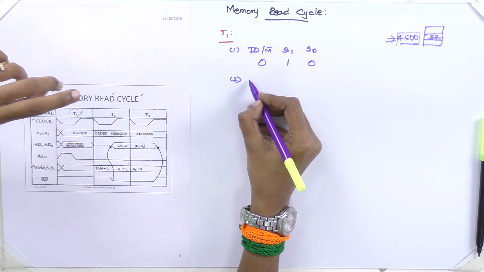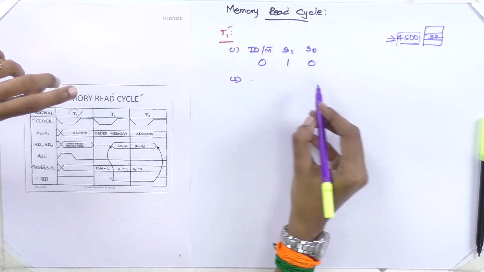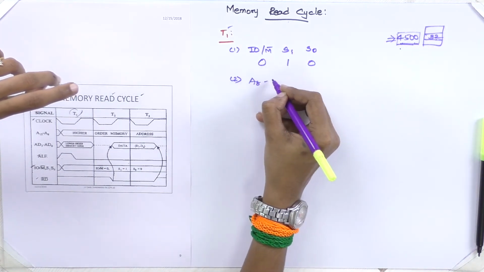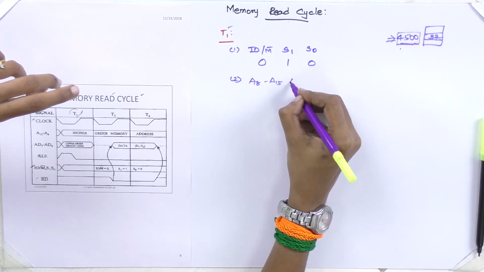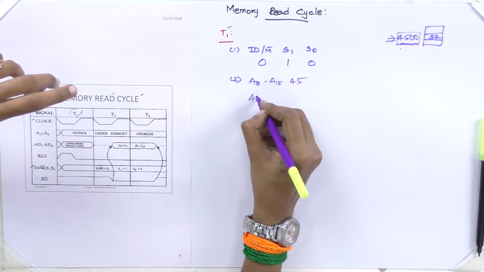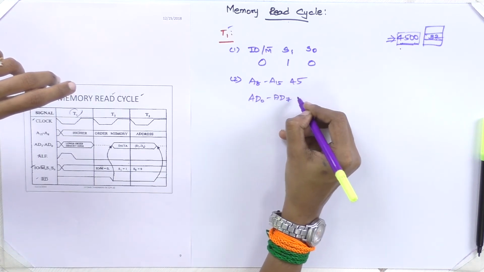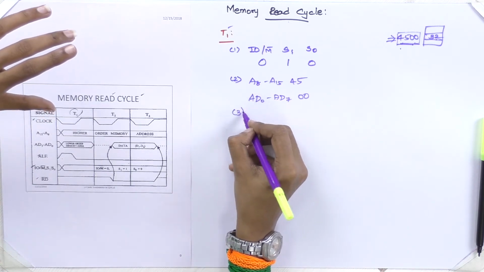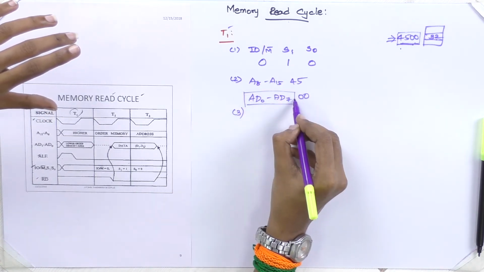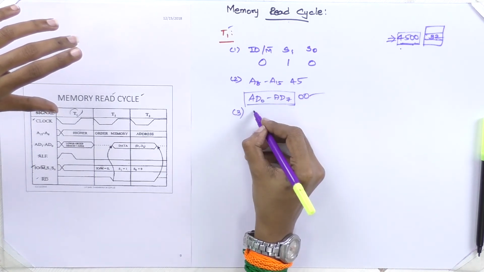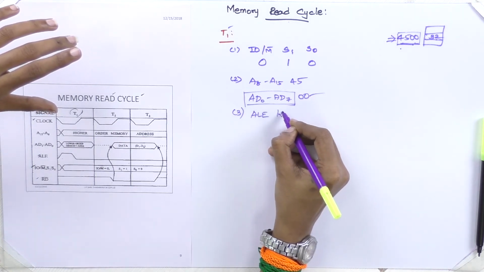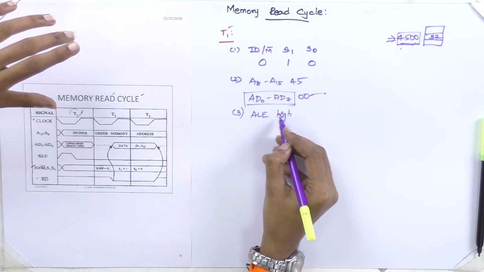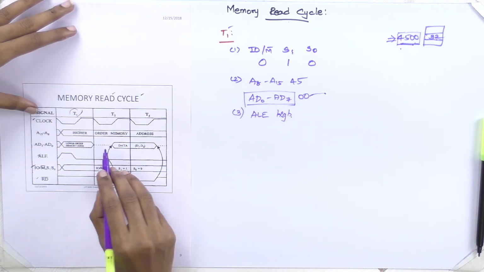So the second thing in T state 1, this address value will be put into the address and data bus. So A8 to A15 will have the higher byte address 45, and AD0 to AD7 will have the value 00. Fine, for example I have taken this. As a third thing, what will happen? In order to differentiate whether this value is address or data, you have to make this high, because this 00 is an address value, the lower byte address value, so the address latch enable should be high.